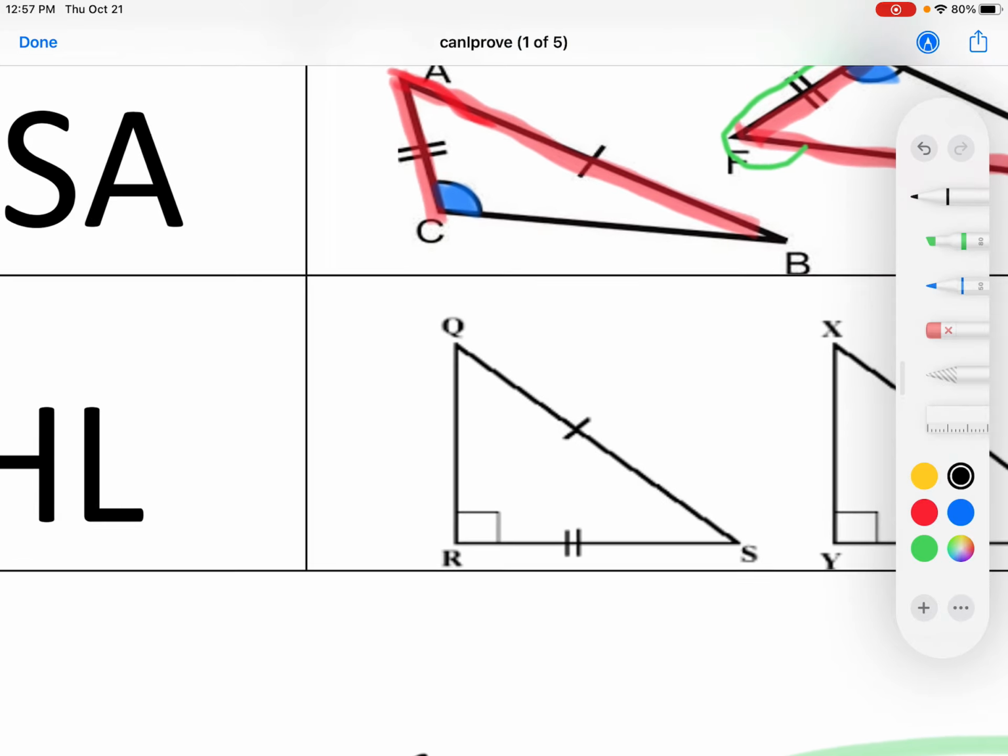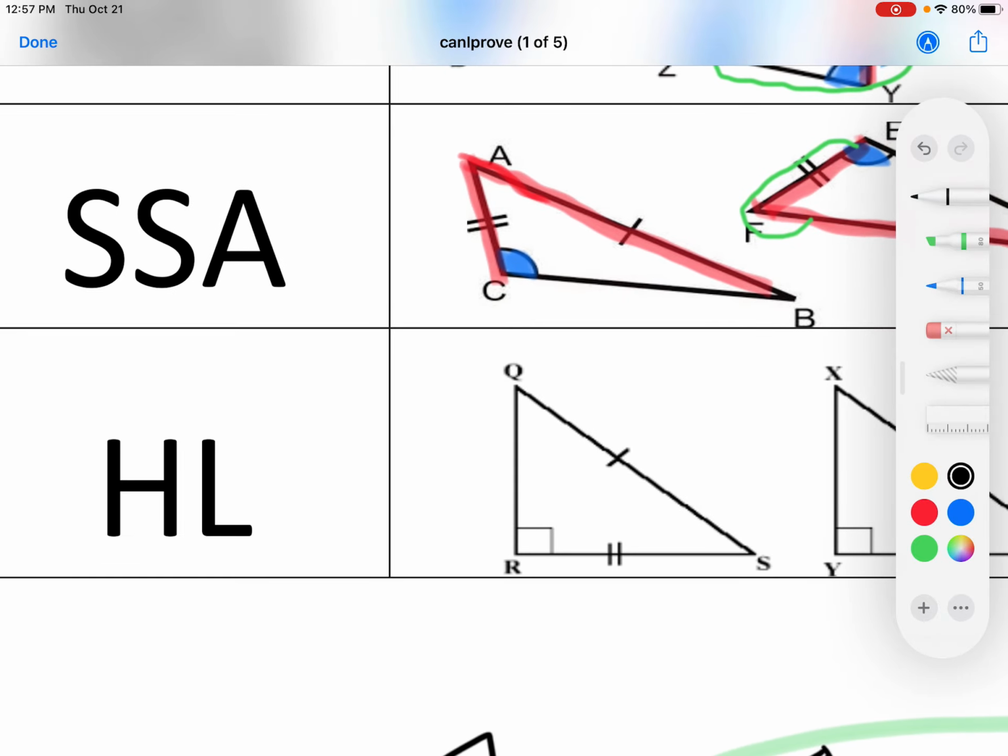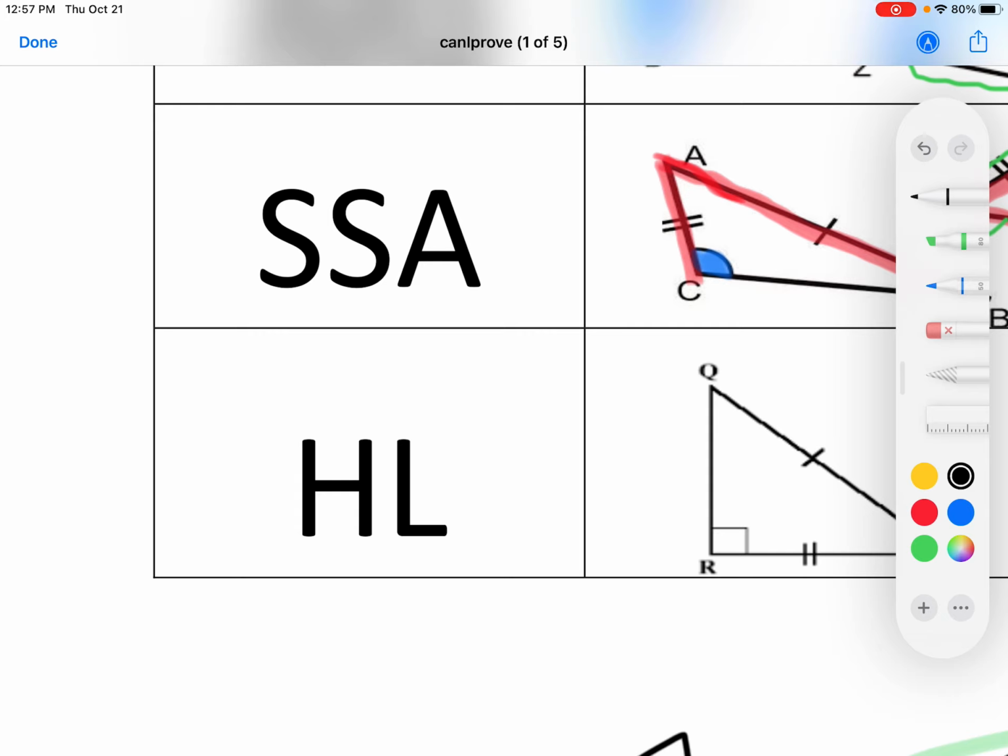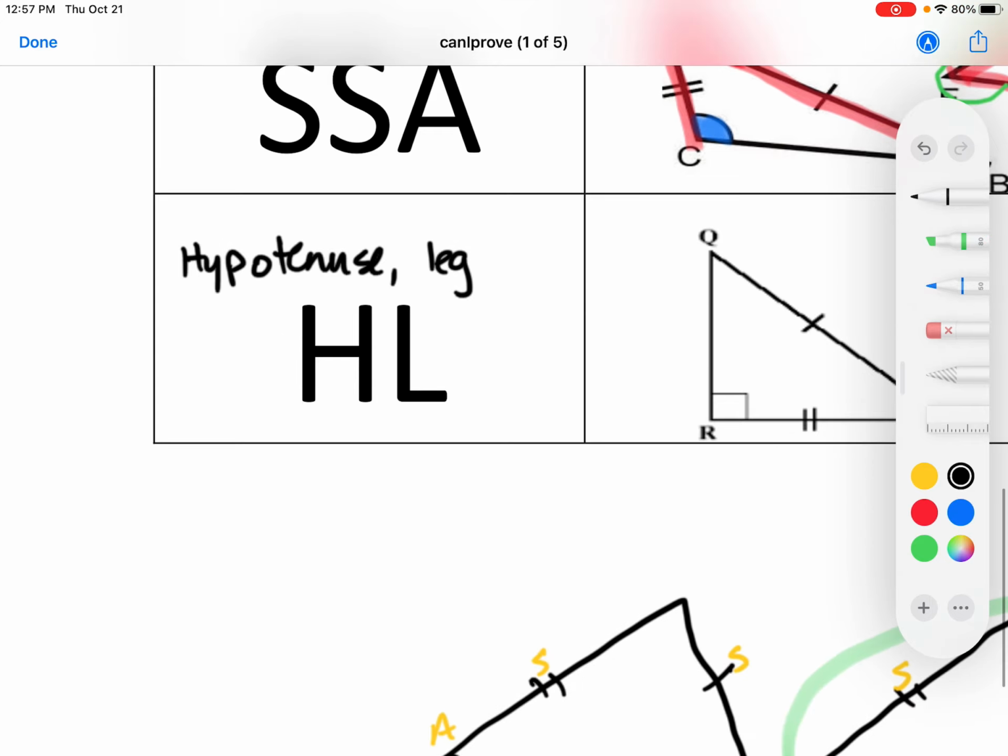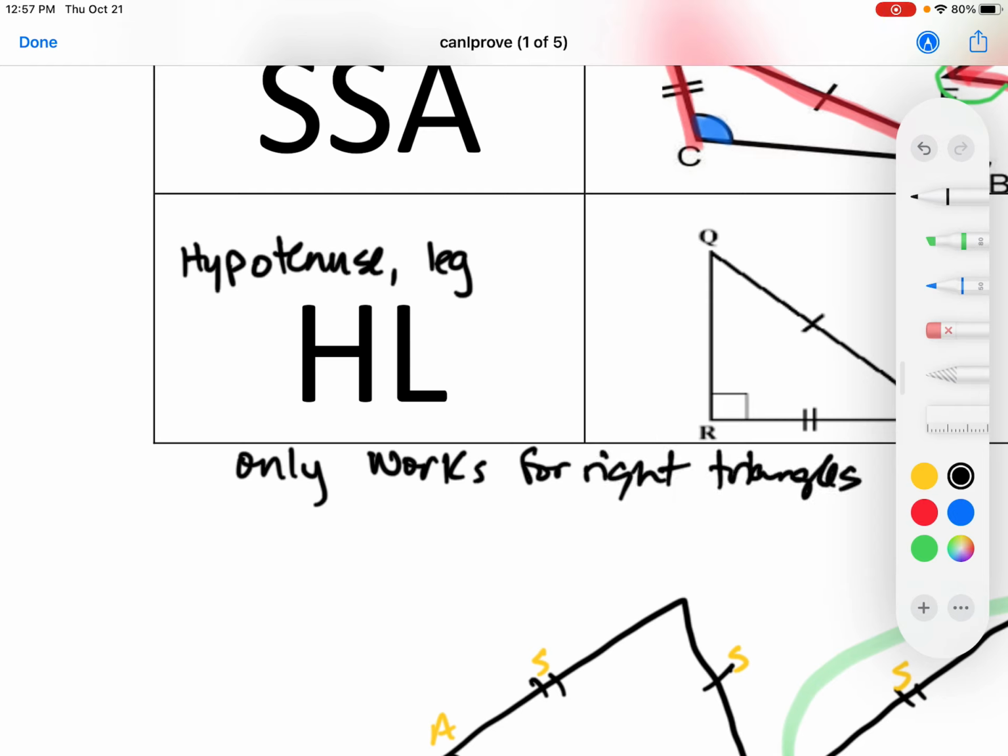All right, this last one right here, HL. I want you to write down that this, so all the rest of those, they were S's and A's, sides and angles. HL stands for hypotenuse and leg. Okay, the hypotenuse leg theorem, first of all, it only applies to right triangles. It only works for right triangles.